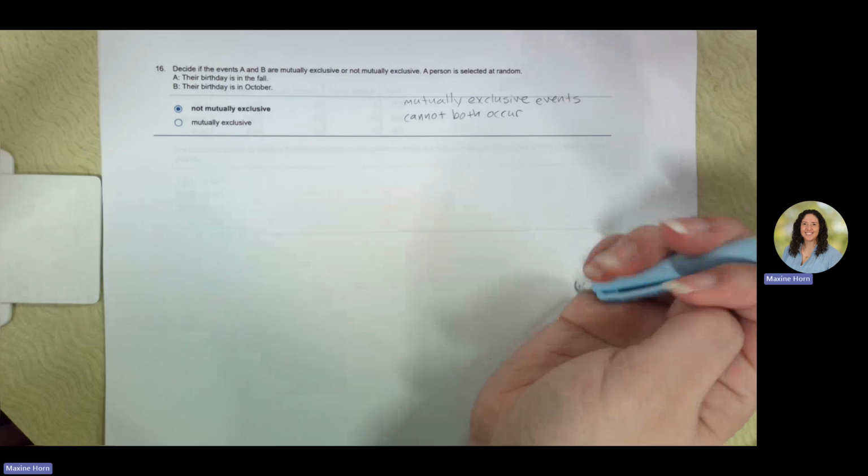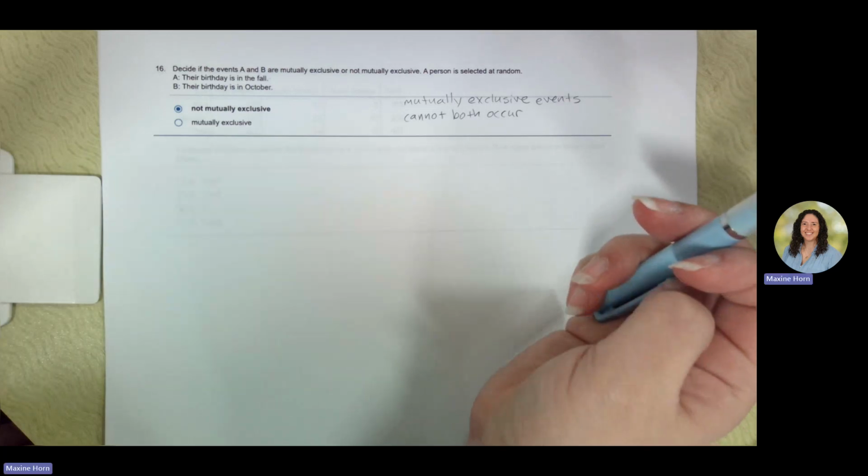Now, if they had said their birthday's in the fall and their birthday's in May, then that would have been mutually exclusive, because both of those things can't happen at the same time. Okay.